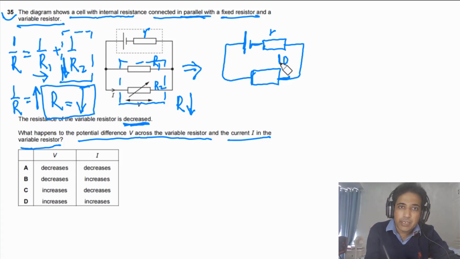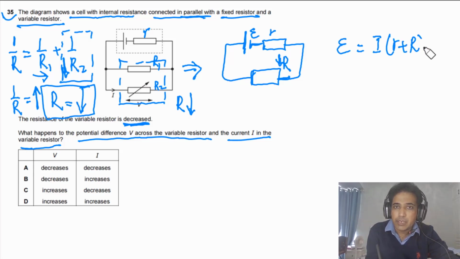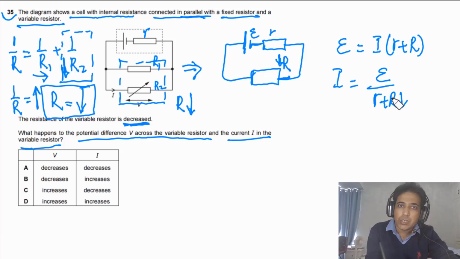As capital R decreases, it means that current in the circuit will increase, because EMF will be equal to I times small r plus capital R. So we can say I will be equal to EMF divided by small r plus capital R. If this goes down, this value has to go up. So current in the circuit will increase.